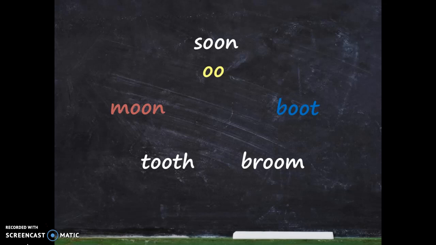Let's see how you did. Let's say each word together. Tooth, tooth. Broom, broom. I hear the oo sound in both words. So to me, that makes them have the same sound. So great job if you said they both have the oo sound.